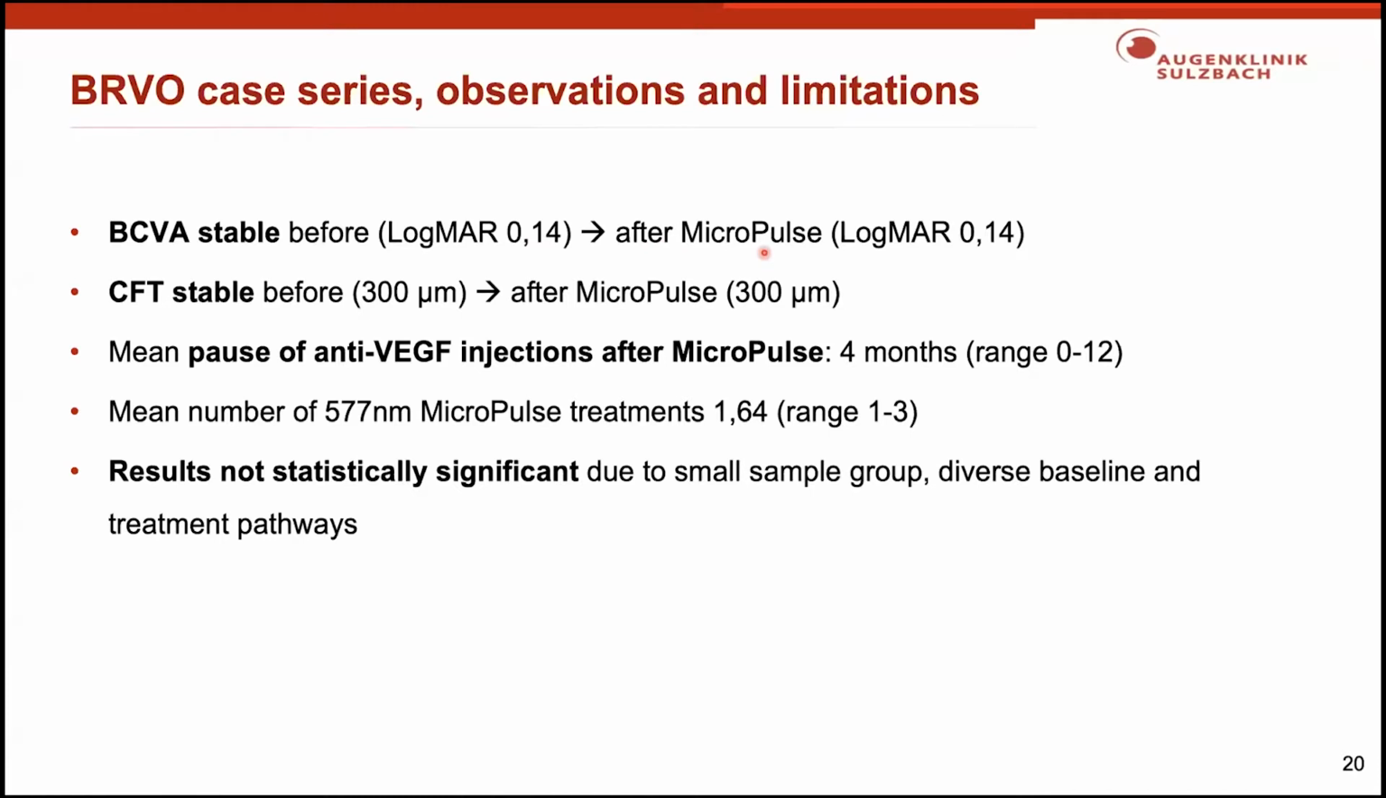So taken together, from our really pilot observation, before and after micropulse, the patients remained stable with their visual acuity, suggesting good safety of the treatment. The central foveal thickness also had remained stable, again a good safety signal. The mean pause, and I think this is really significant for a lot of patients in this series, was 4 months. So in other words, there was a lesser demand on intravitreal injections. We had a mean number of treatments of 1.6, so we do retreat. We typically pause for about 2 months until we do a retreatment.